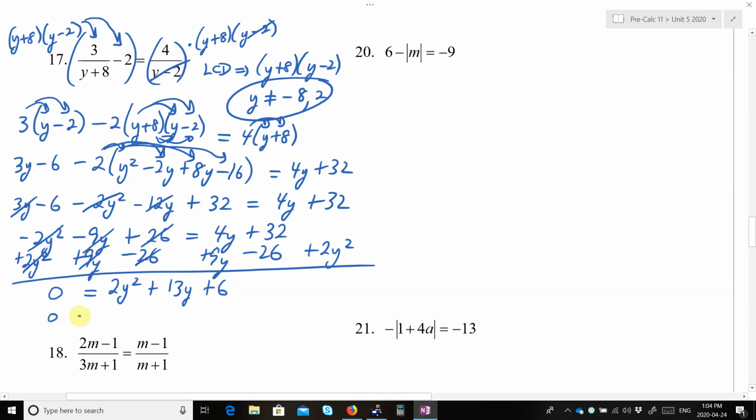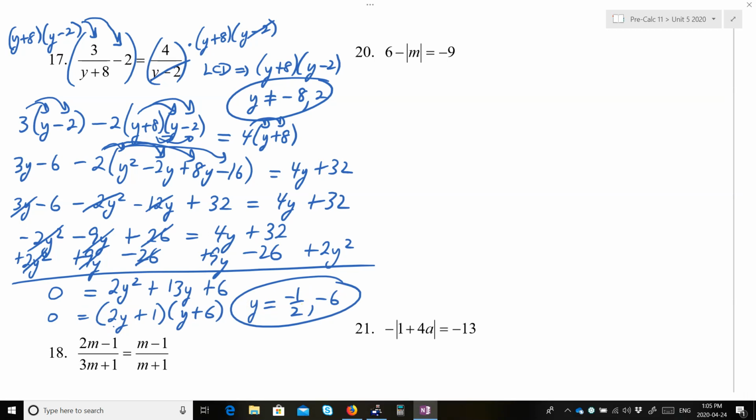Okay, and this factors into 2y plus 1 times y plus 6. And so the solutions are y equals negative 1/2, because you subtract the 1 over and divide by 2, and negative 6, and neither of those conflict with our non-permissible values. Good, how about number 20?